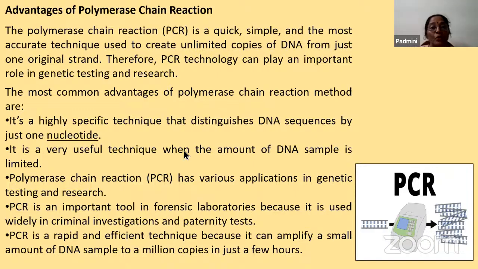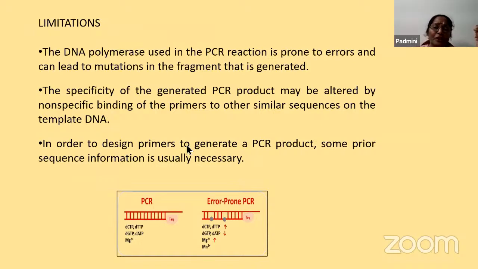So that was the advantage. Now, what are the disadvantages or the limitations of this particular PCR? The limitation here is that sometimes it can be prone to errors and can lead to mutations in the fragment that has been generated. Now, what are mutations? For example, here you can see the PCR. Taq polymerase is adding the nucleotide base pairs, and as it is adding these nucleotide base pairs, sometimes there can be copying errors, and that can lead to mutations. So that is one problem, and the results can also be altered by non-specific binding of the primers to other similar sequences on the template.